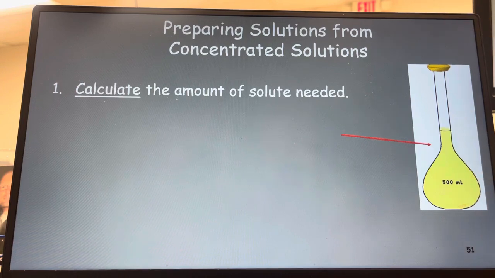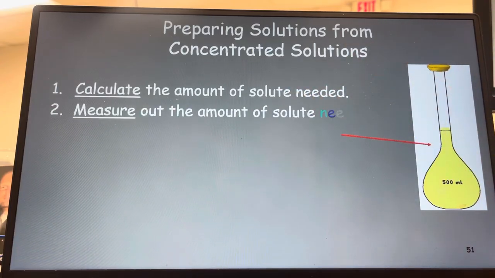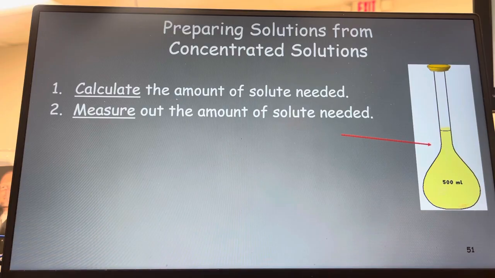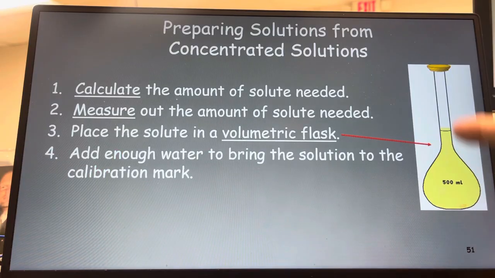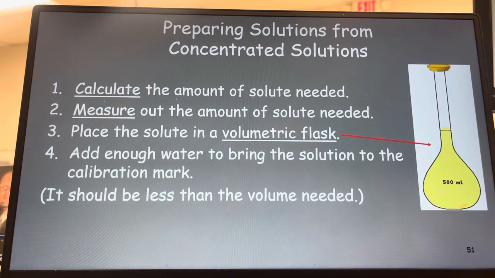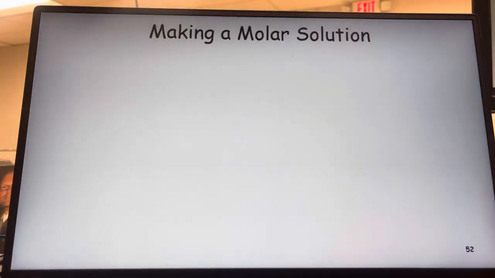So how do we do that? First, you calculate the amount of solute. Then you measure out the amount of solute. So first, on paper, you calculate it. Then you measure it out on a scale. Then you place it into a flask like this. It's called a volumetric flask. So it's a flask with a certain volume on it, with a long neck, okay? You add enough water to bring that solution to the calibration mark, which is that line right there. And you mix it up. That's it. It's simple, okay?